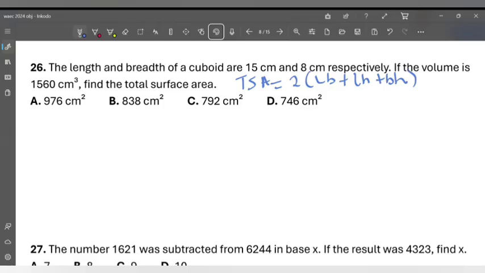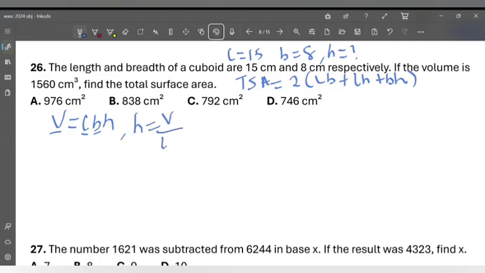But in the question, I'm given the length L as 15, I'm also given the breadth as 8, but the height was not given. However, I was given the volume. Since I was given the volume, I should be able to calculate my height, because volume of a cuboid is equal to length times breadth times height. Since I have the volume, length and breadth, I can solve for the height. It means the height will be equal to the volume all over the length times breadth.